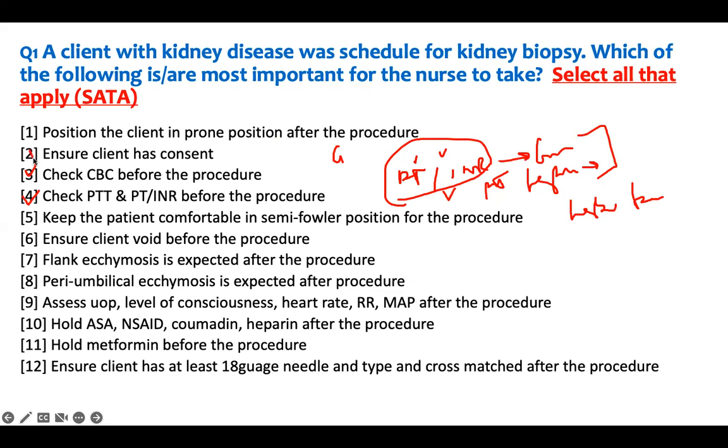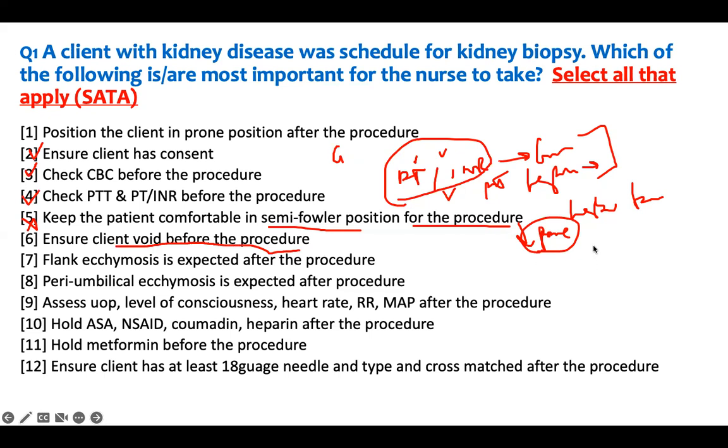So we check this. Keep the patient comfortable in a semi-Fowler position for the procedure. No, the patients usually are in prone position during the procedure. They have to be in the prone position when the procedure is going on. Therefore, semi-Fowler position, no, it's not comfortable, and they may cause more injury. So we put them in the prone position so that they don't move as we stick their back. So this is wrong.